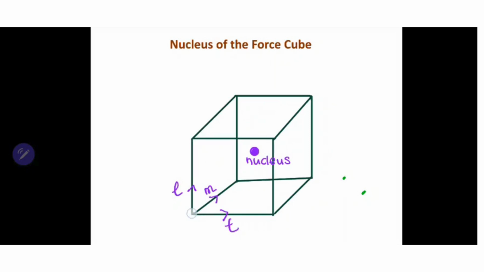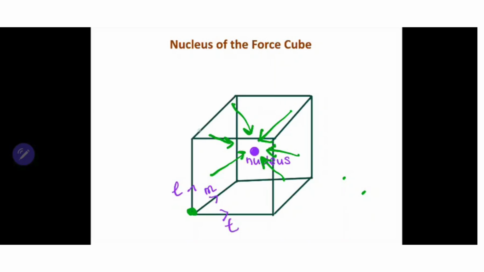Now, at this vertex, there are three elements. Those are attracted by the nucleus. The nucleus attracts light, mass and time towards it.